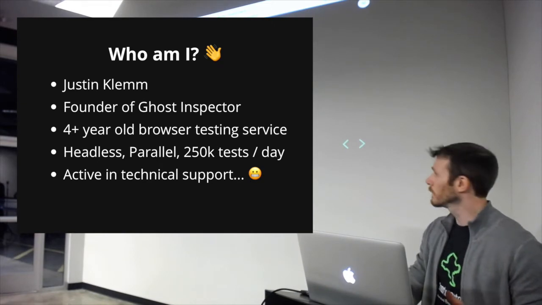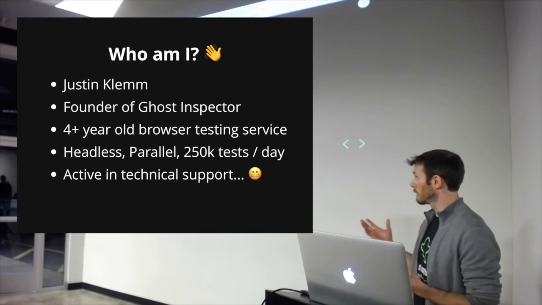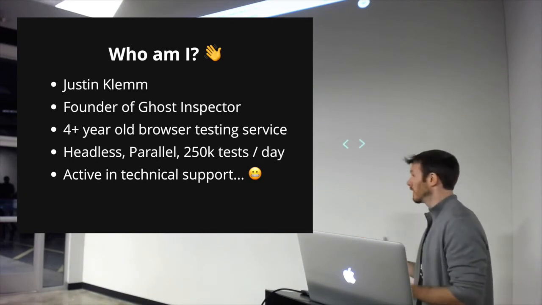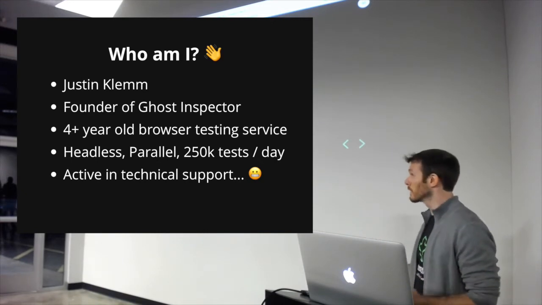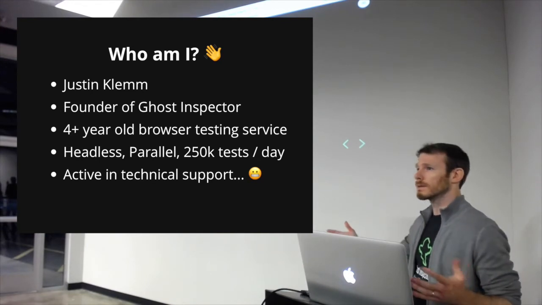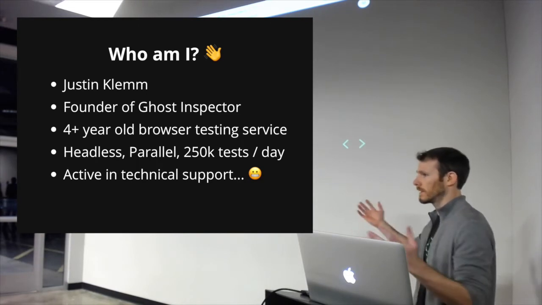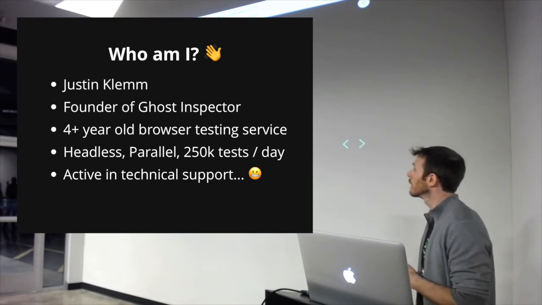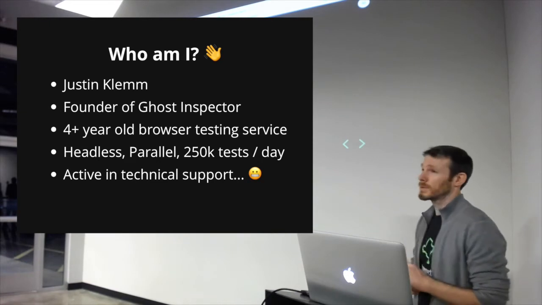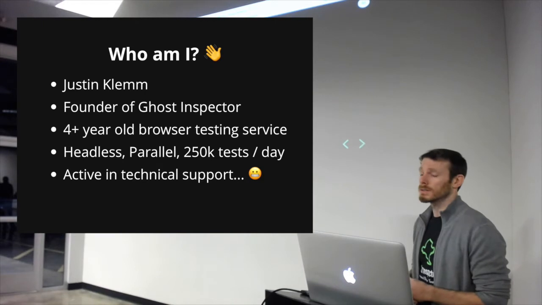We're about 4.5 years old, which is relatively old in this space. When we started, we were headless from the start, which 4.5 years ago, I'll explain what headless means in a minute, really meant PhantomJS as a service, basically. We were also parallel from the start. We always had this idea that you're building tests and they're all running in parallel. If you have 30 tests, there's no reason to run them sequentially. At this point, we're running about 250,000 browser tests a day, so we're running at a pretty large scale.